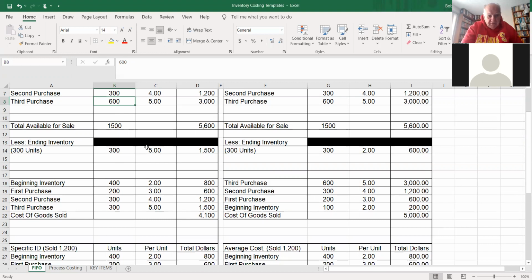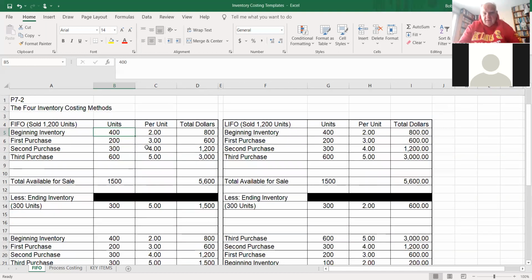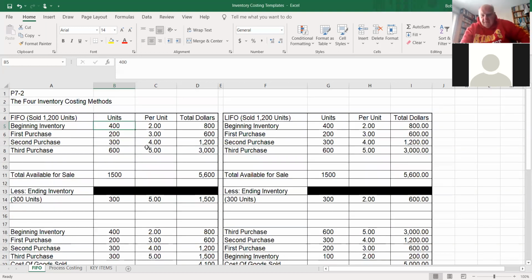And we have 300 left in the inventory. Okay. Let's take a look at LIFO. Again, we have the same exact thing. We have the same available for sale. That's not going to change. It's the history. So that history is always going to be the same.